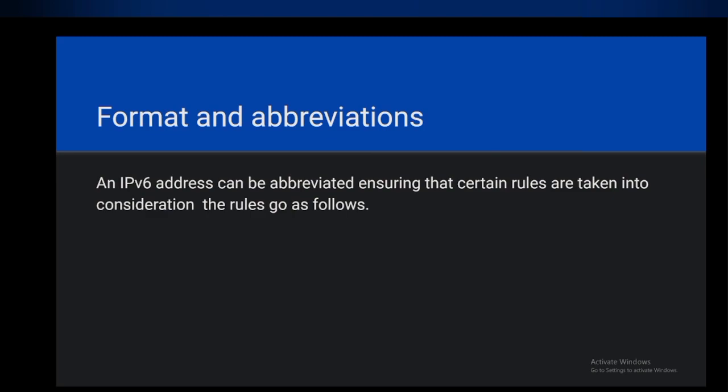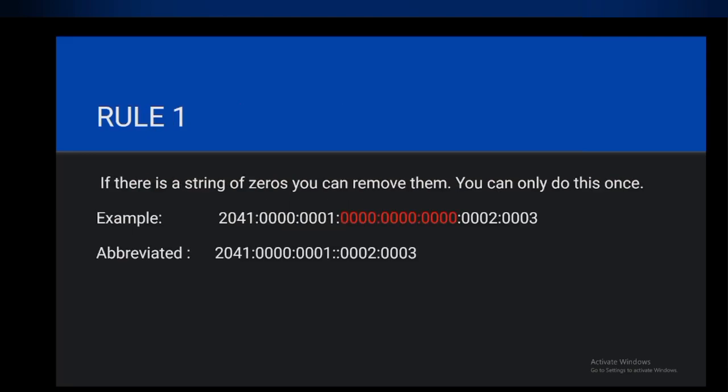Next, we have format and abbreviations. An IPv6 address can be abbreviated, ensuring that certain rules are taken into consideration. The rules are as follows. Here we have an example of an IPv6 address. I just made it like this so that we can see all of the rules take place with one IPv6 address. So if there's a string of zeros, you can remove them.